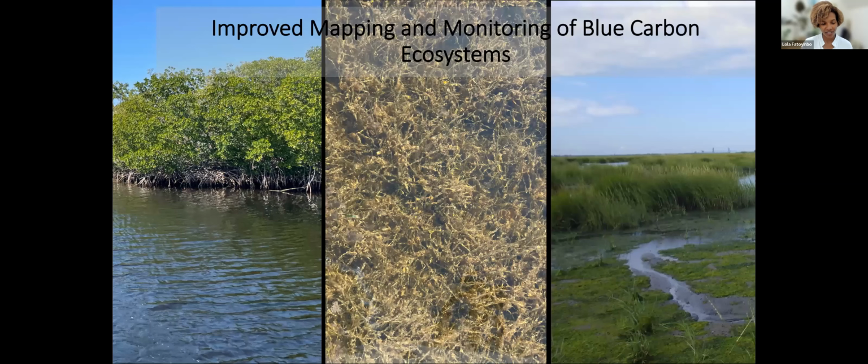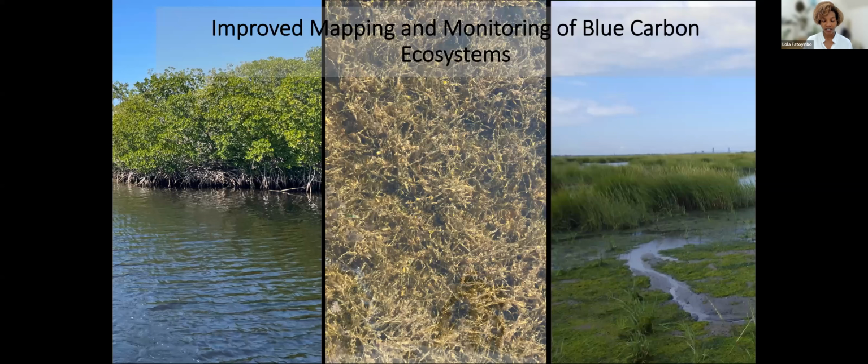So as I mentioned, the work that I'm talking about today is really focused on improved mapping and monitoring of blue carbon ecosystem and coastal wetlands. So what are blue carbon ecosystems? Here I'm showing three systems: mangroves on the left, seagrasses in the middle, and salt marshes on the right. And essentially what happens with these systems is that they all occupy the space that is between land and sea. They grow in the intertidal area, very dynamic areas.